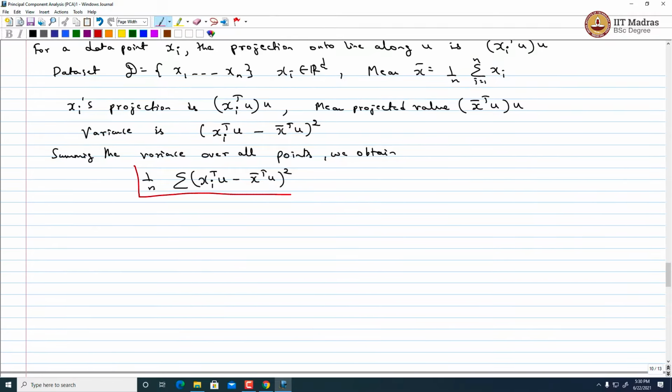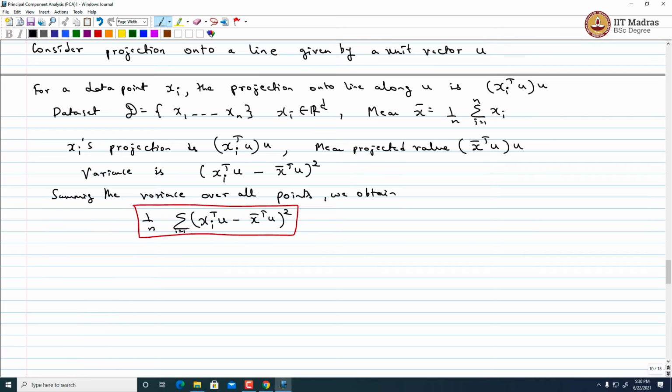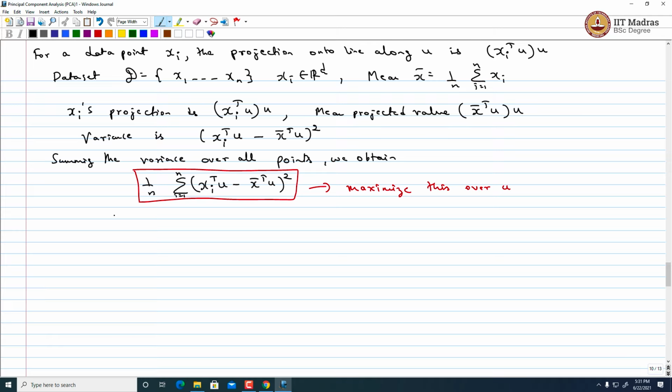Now we want to maximize the variance, with i equals 1 to n. And the goal is to maximize this over u. So that's really the PCA second interpretation.